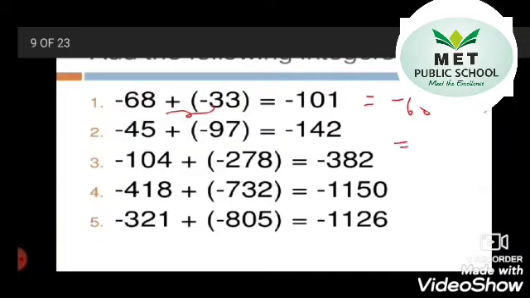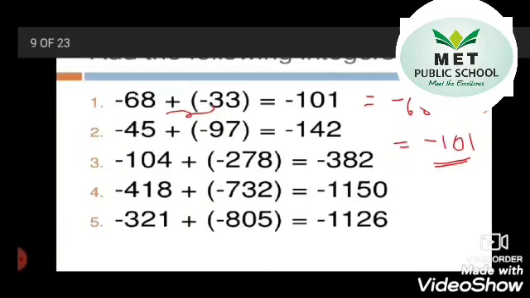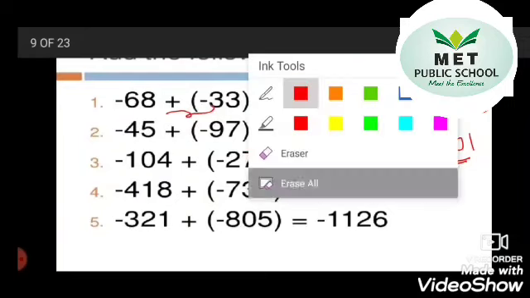As I already told you in the rule of addition, like symbols are added. So 68 plus 33, that is 101, and the like symbol minus minus is written with the same symbol in the answer. So your answer is minus 101. The same steps are followed using the two rules to solve the remaining problems.